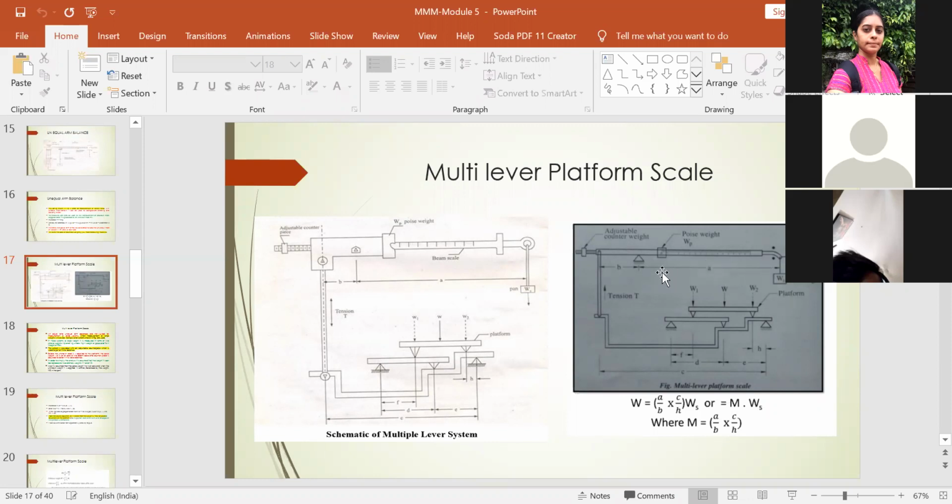Ws into A will generate the tensional force, which will be equal to the tension generated here into the distance of the arm from the adjustable counterweight to the knife edge. Okay, so this is the same. T into B will be equal to Ws into A for balancing.